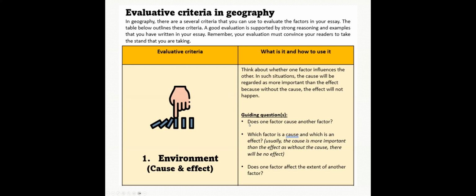So you have to ask yourself, does one factor cause another factor? Or does one factor affect the extent of another factor? Which factor is a cause and which is an effect? From the top of my head, I can think about it this way. If let's say I'm comparing latitude with altitude, which one is more important? I want you to think about it this way.